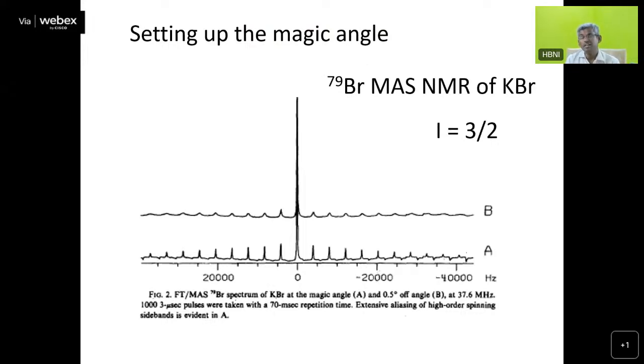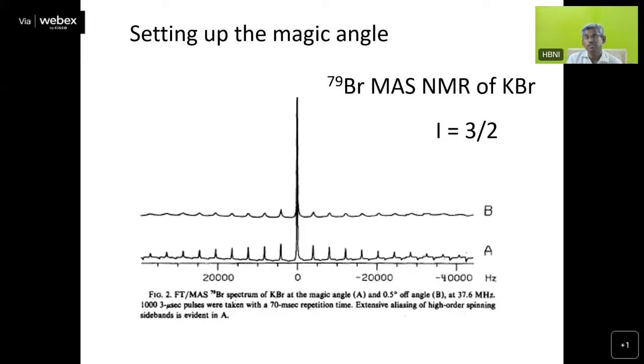Another advantage is that high purity KBr powders are available in IR spectroscopy, and sometimes Raman also. In IR spectroscopy, people mainly use high purity KBr powder, so it is readily available. Also, bromine in KBr has only one environment, like sodium chloride, where the chloride ion has only one environment, which is nothing but octahedral environment.